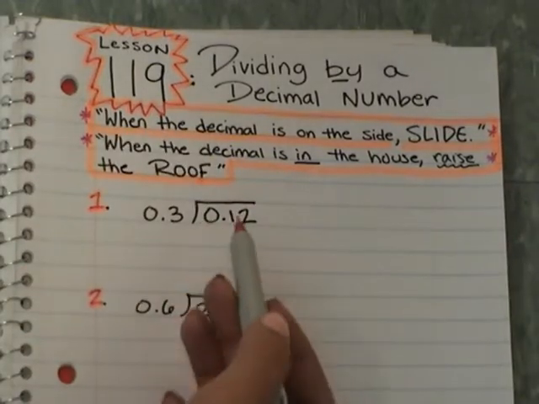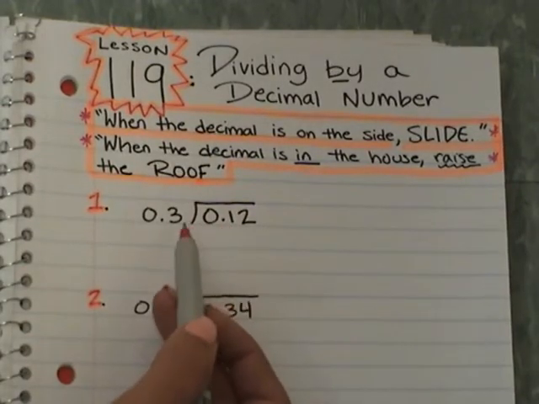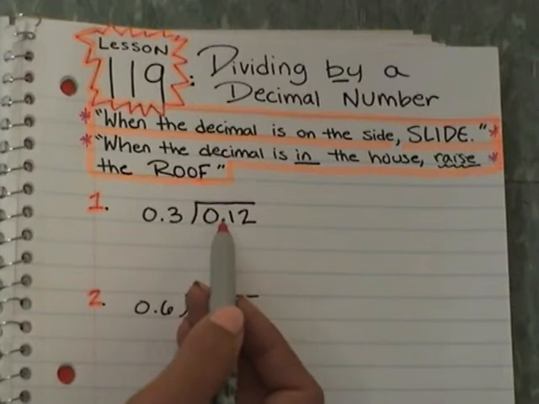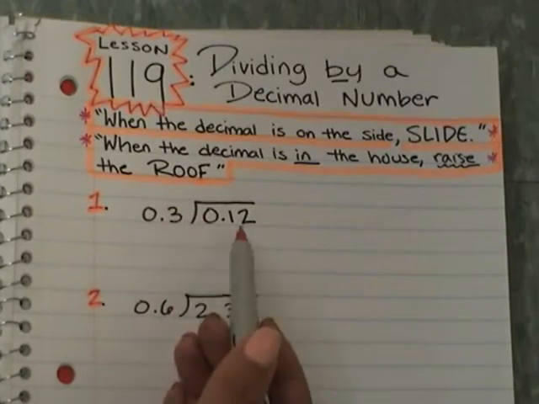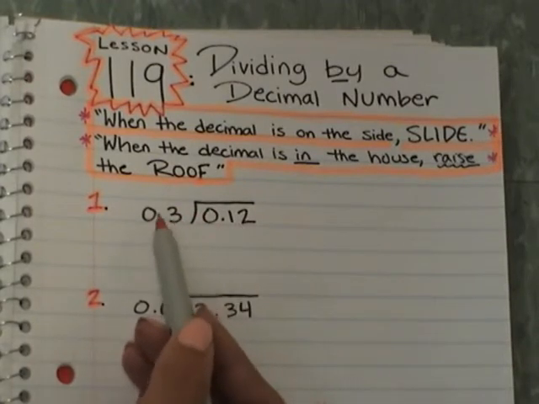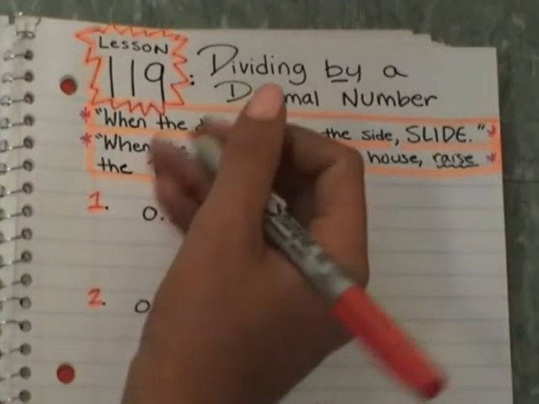What that means is when you see your decimal inside, we call this our house, you take the decimal and raise it right up to the very top, and that's where the decimal is in your answer. But the top one says, when the decimal is on the side, slide. That's what we're going to learn about today. So when we have a decimal on the side of our house, we have to slide it.